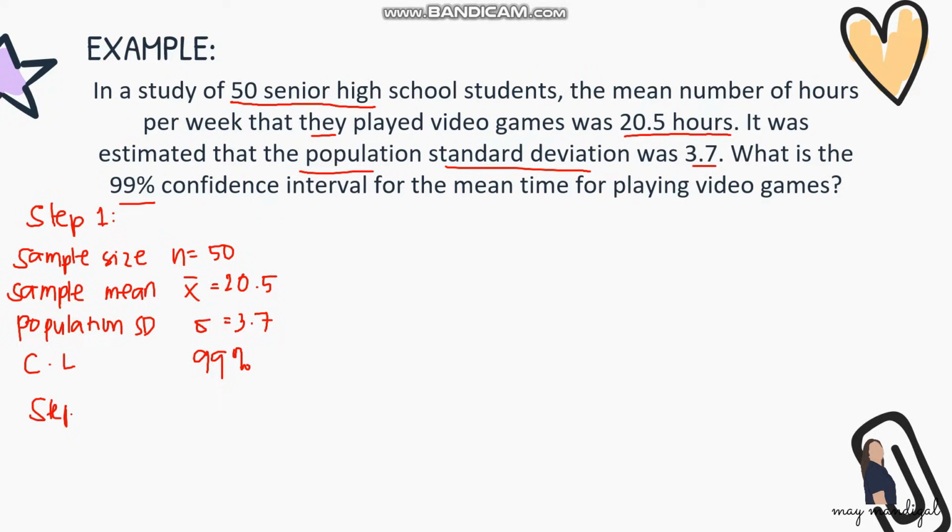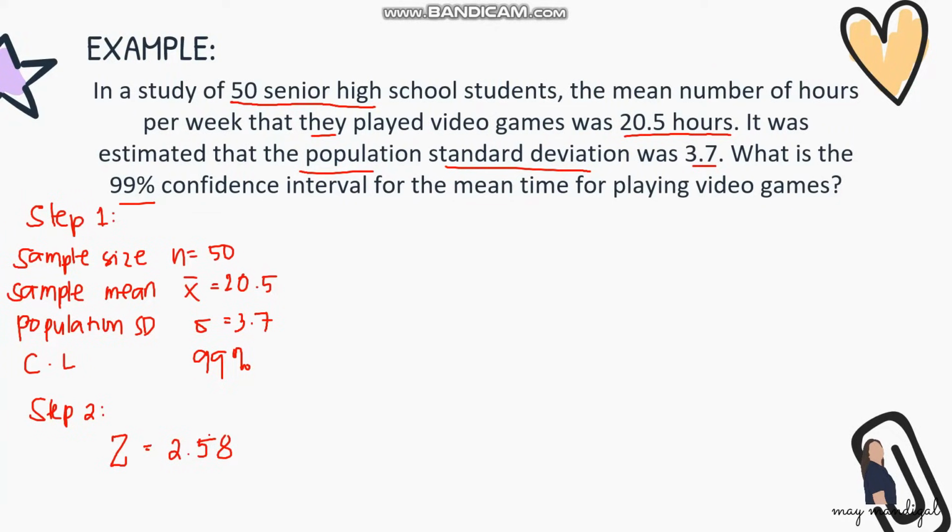Step number 2 is to identify the critical value to use. To identify it, just refer to the values that I gave a while ago and look at our confidence level, which is 99%. So since the confidence level is 99%, the critical value, or the z-value, that we will use should be 2.58. Again, we are using z-values since the population standard deviation is given.